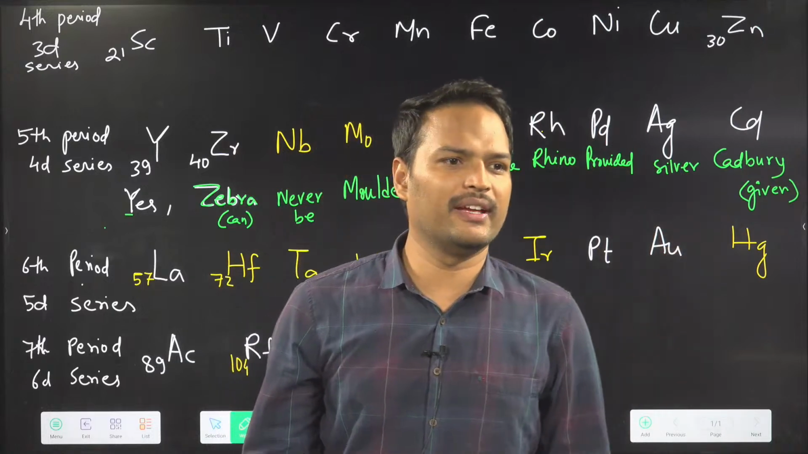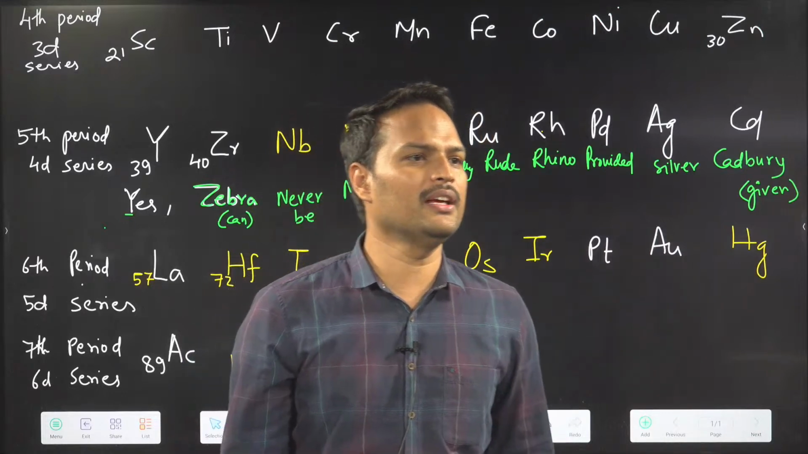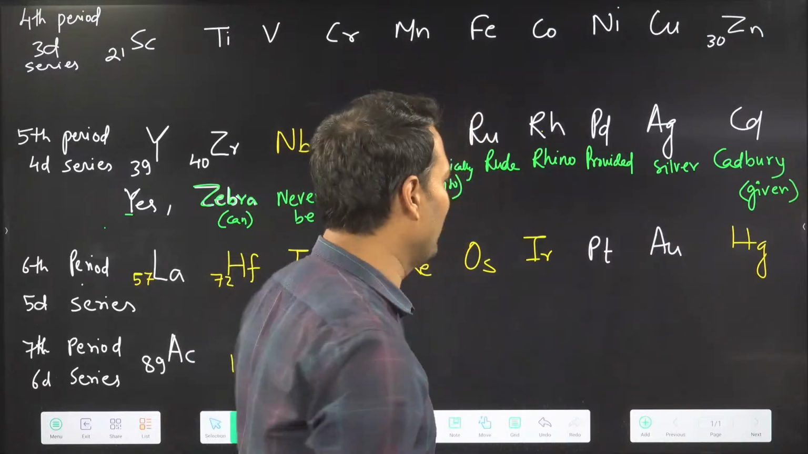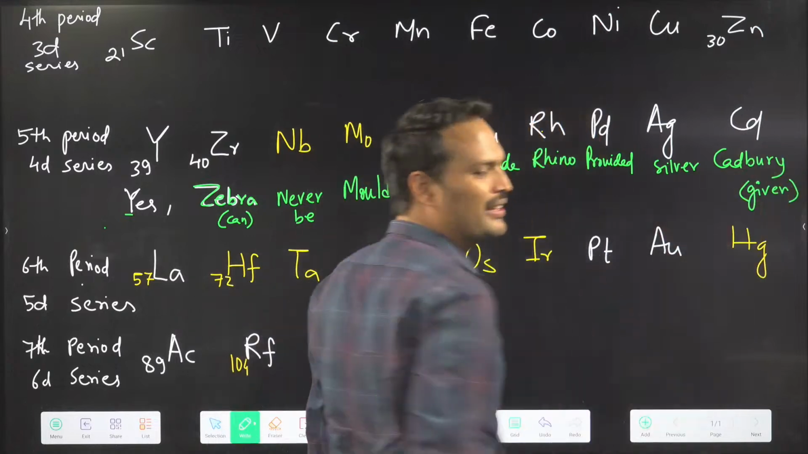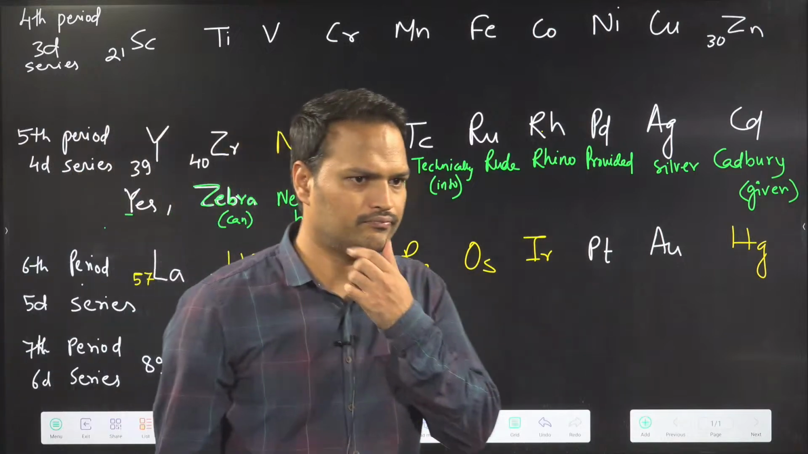happen. So what are we giving here? We are giving silver Cadbury. We are giving what? Silver Cadbury. So like this we can do it. Is it okay?